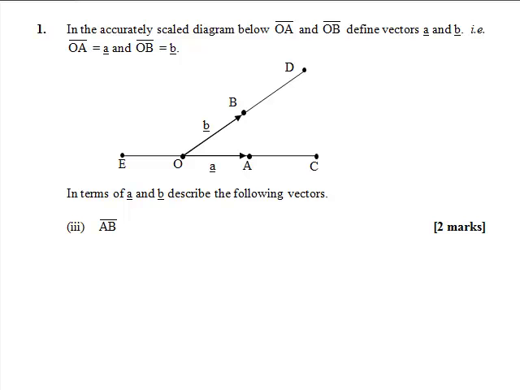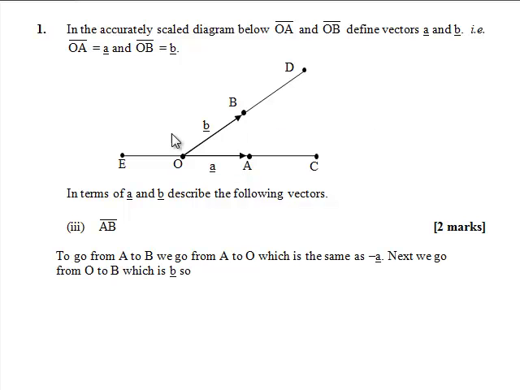Part 3, from A to B. So as before, we're going to walk the journey. We're going to go from A to O. Now the vector A goes from O to A, so that's the same as minus A. And then we're going to go from O to B, which is the same as vector B. So that means the journey from A to B is going to be the same as B minus A.